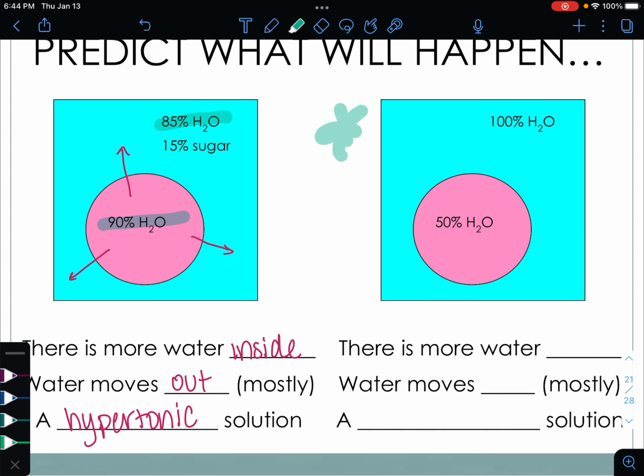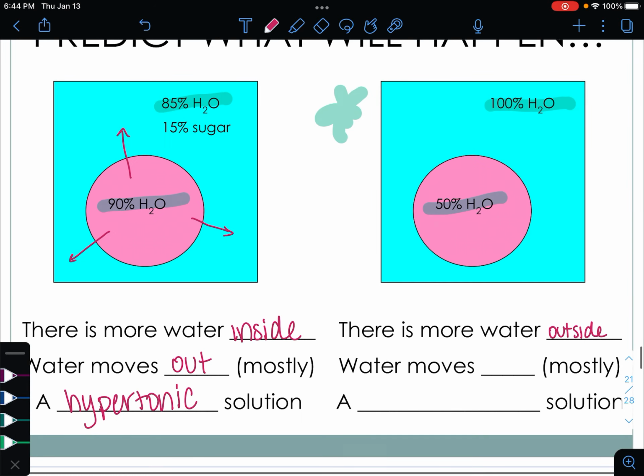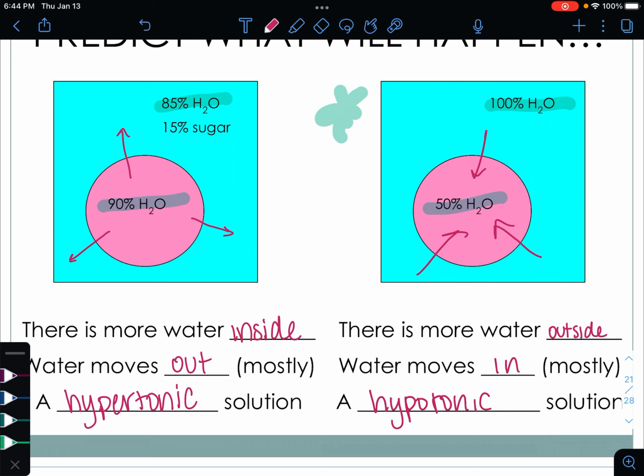All right, hopefully you guys took some time to do this next example. So first thing I'm gonna do, check out the amount of water. I can see that there's more water outside. So if this happens, my water is going to mostly move in. If I have water entering my cell, it's going to be like a hippo. So this is a hypotonic solution.